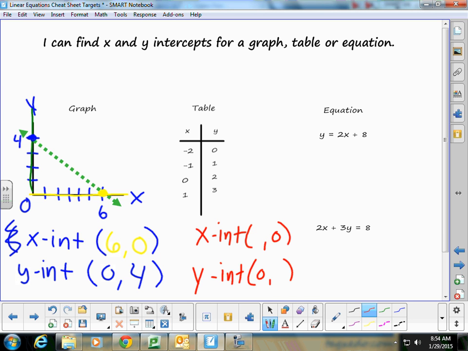So looking at a table, where is y 0? When x is negative 2. Y-intercept, where is x 0? Where y is 2. Equations where you have to plug in.